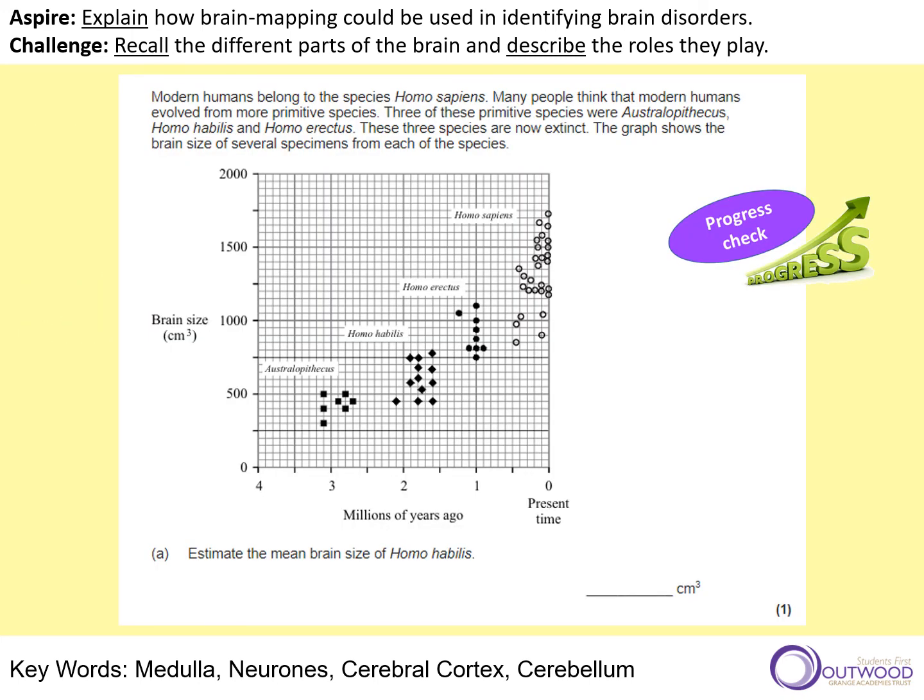Now, what I'd like us to do is an exam question just to finish this off. So we've gone through different parts of the brain and described the roles that they play.